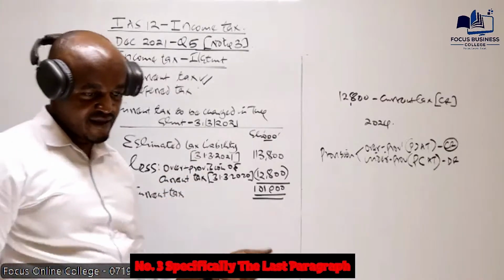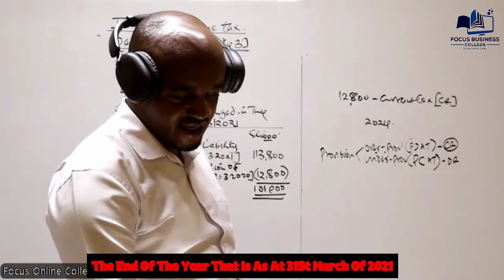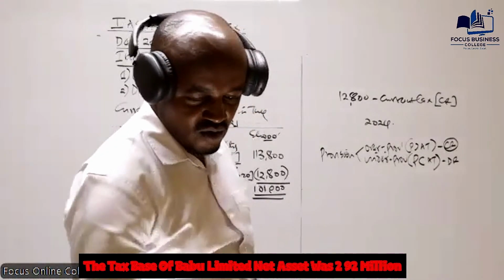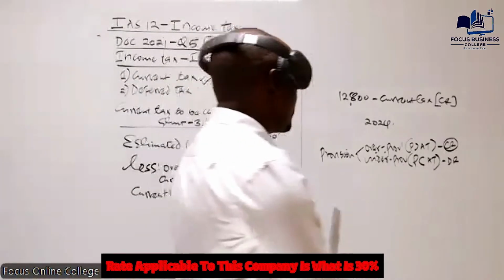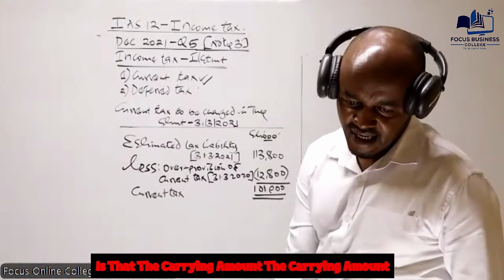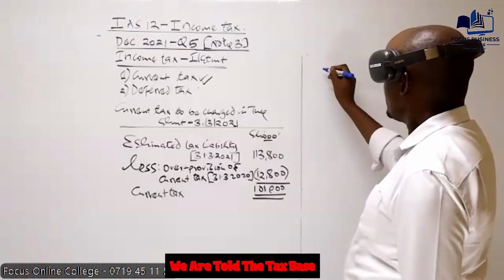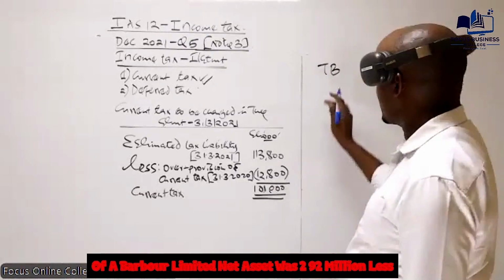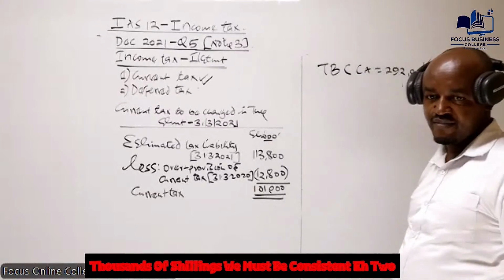Now, let's go back to note number 3, specifically the last paragraph. You're told that at the end of the year, that is 31st March of 2021, the tax base of Babu Limited net asset was 292 million less than the carrying amount. The income tax rate applicable to this company is 30%. So we are told the tax base was less than the carrying amount by 292 million. Remember, all our figures are in thousands of shillings. We must be consistent.